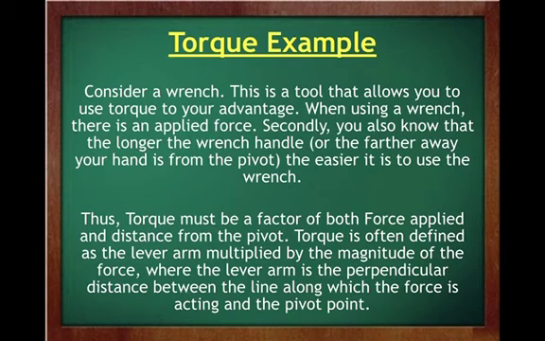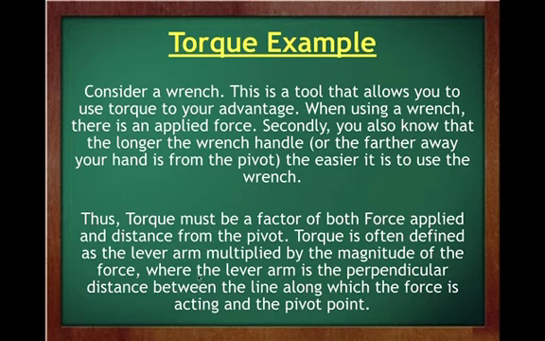So it's kind of equal, it will just change. If you get closer, you need more force. If you're further away, you need less force, just because of the relationship between them. So again, torque's a factor of both the force applied and the distance from the pivot.